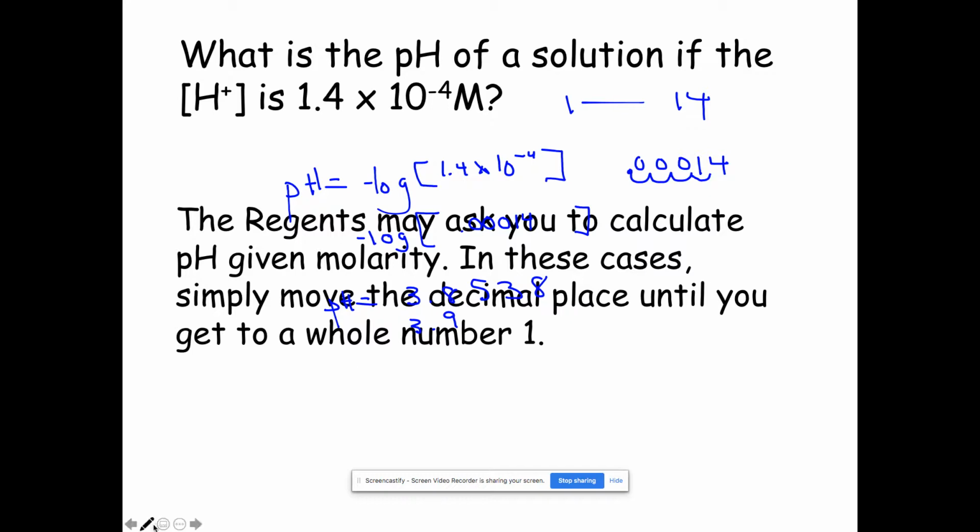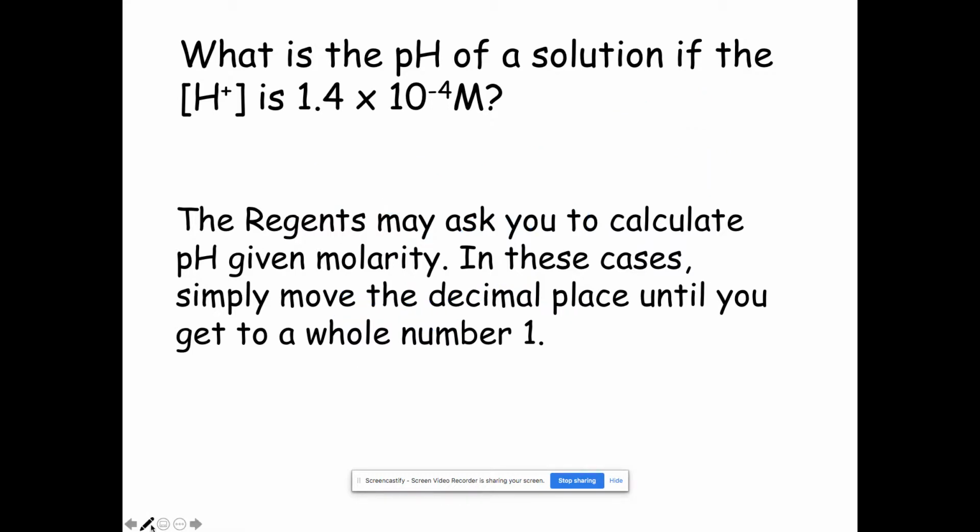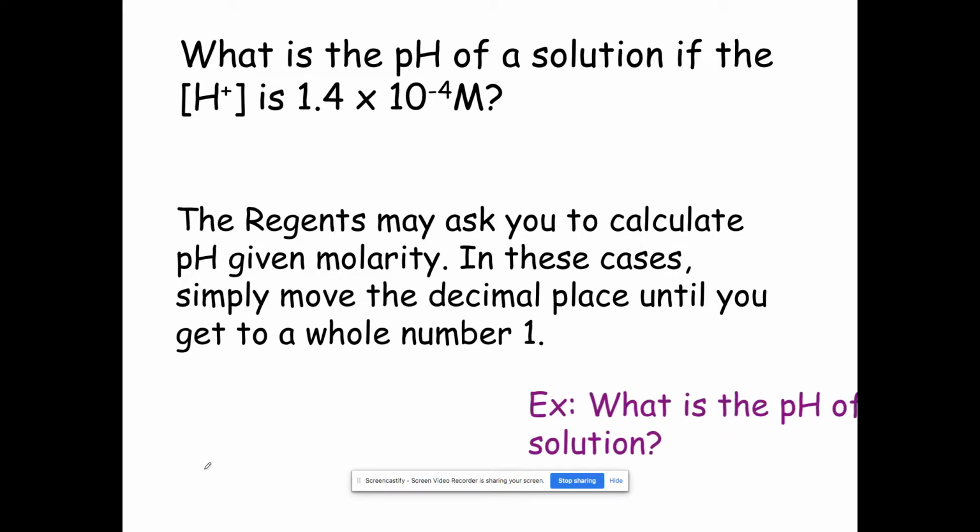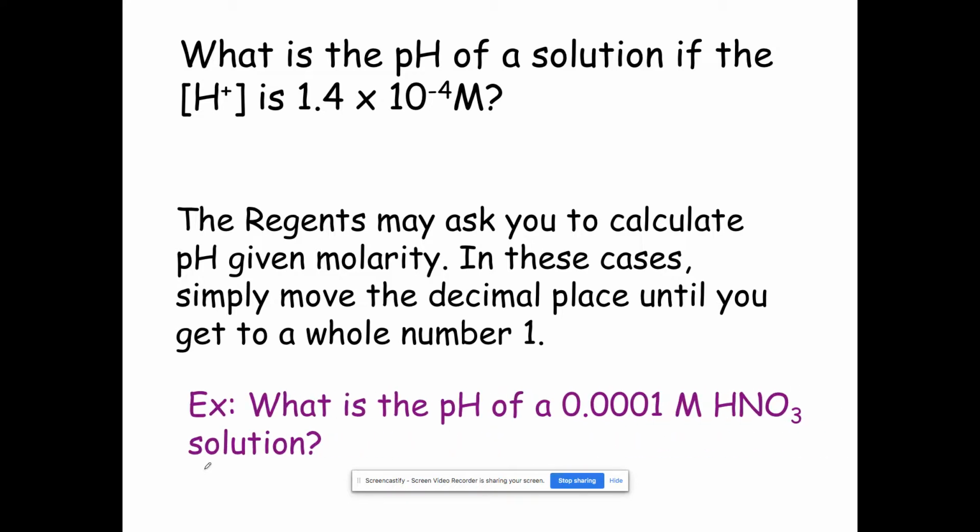Oh, let me get rid of all that now. Now that I've done that, erase. So here's another way the Regents could ask you questions, and on some of my review, there are questions like this. The Regents may ask you to calculate pH given the molarity. In this case, you would simply move the decimal place until you get a whole number 1. Okay, so what the heck does that mean? So here's an example. What is the pH of a 0.0001 molar HNO3 solution?